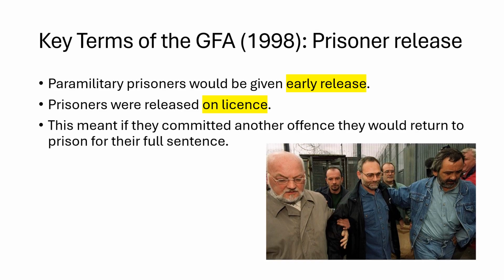You can see here one example of a prisoner being released under the Good Friday Agreement. I believe actually this is Patrick Magee. Patrick Magee, you may remember, was the Brighton bomber, the man who bombed the Conservative Party conference at Brighton's Grand Hotel and almost killed Margaret Thatcher. So these people are going to be set free.